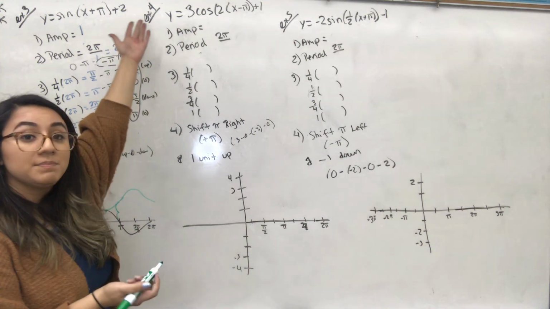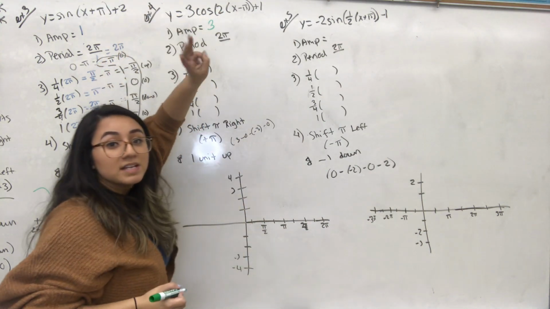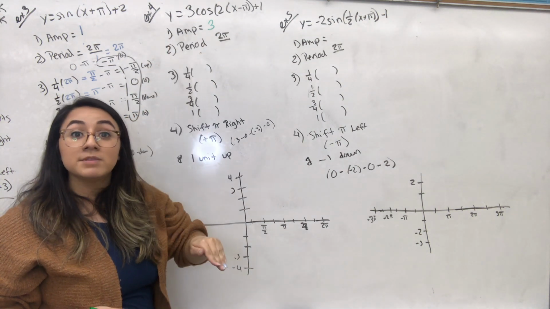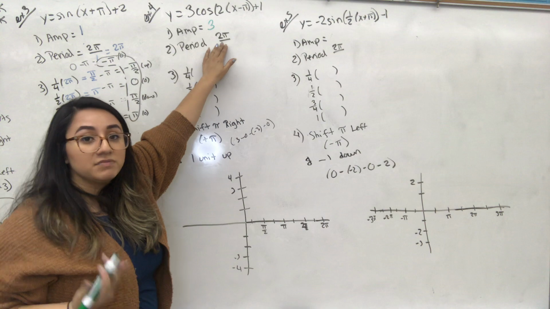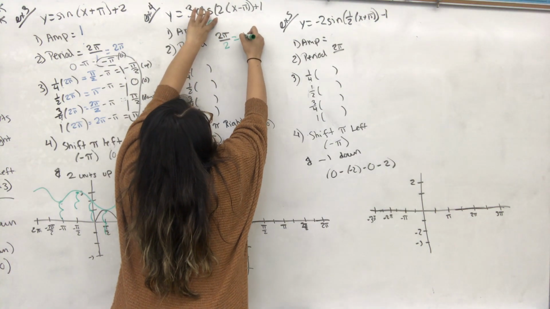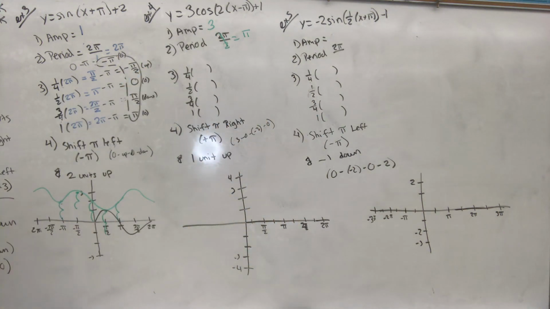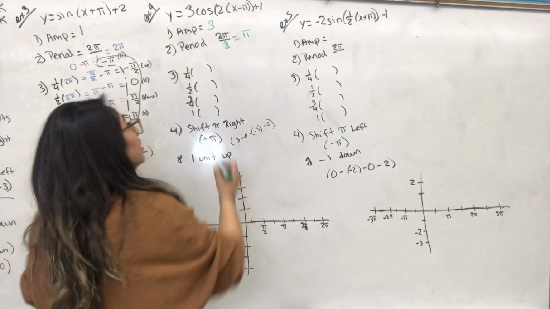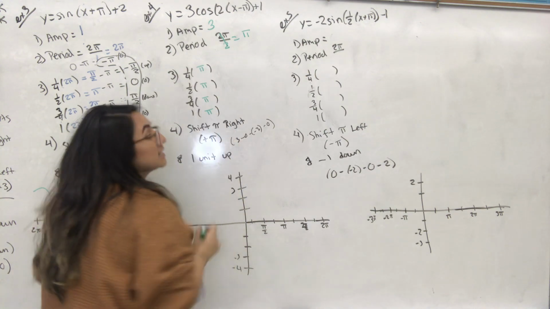First one, find your amplitude. In this case, now you have an amplitude of 3. So that means your max is 3, your minimum is -3. It's not 1 anymore. Your period is 2π divided by the number in front of x. In this case here, we have a 2 in front of x. So when you do 2π divided by 2, you're left with π. So that means you're going to be dividing all your 4 parts from π.